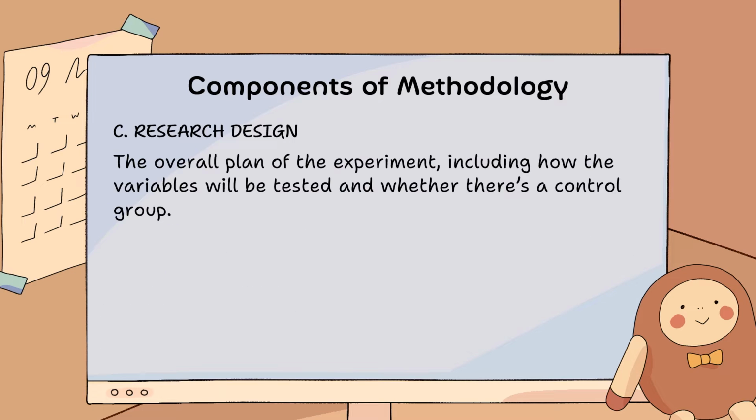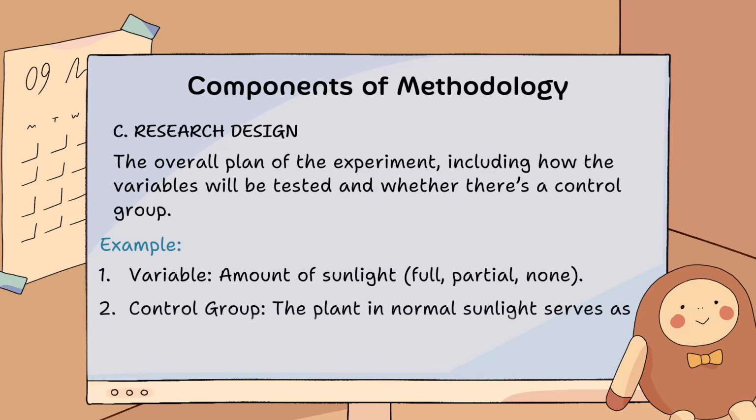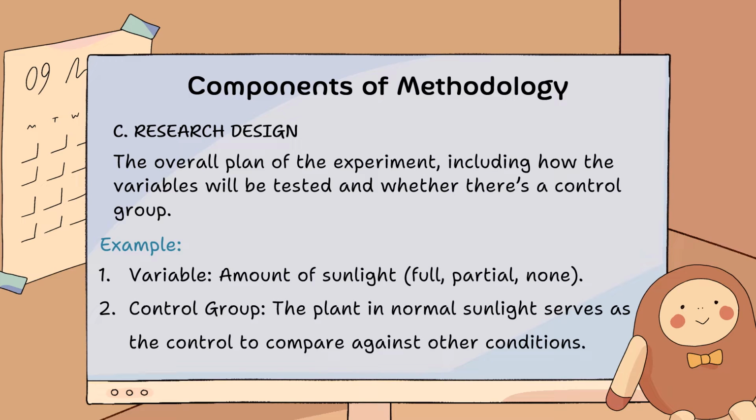Research design. It is the overall plan of the experiment, including how the variables will be tested and whether there's a control group. Example: variable: amount of sunlight, full, partial, none. Control group: the plant in normal sunlight serves as the control to compare against other conditions.